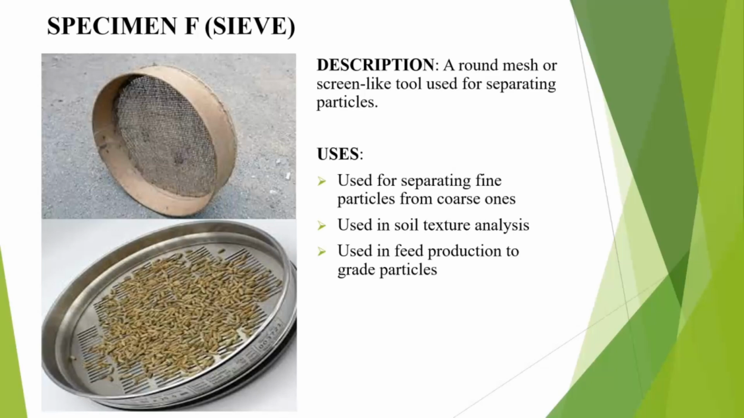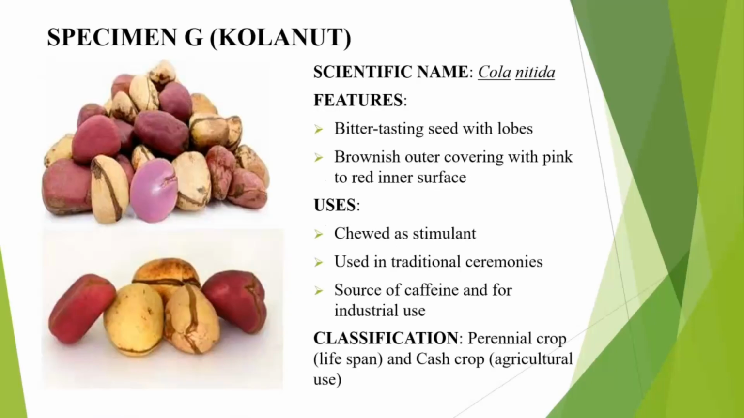Also, we can use it in feed production to grade particles. Again, just like in the production of garri, if you have ever seen where garri is being produced, they use a sieve. What happens? The smaller particles will pass through, leaving behind the bigger particles. So if we need to grade them, if we need the smaller particles, we use a sieve. For the bigger particles, we use a sieve. So it just helps us to grade the feed for animals.